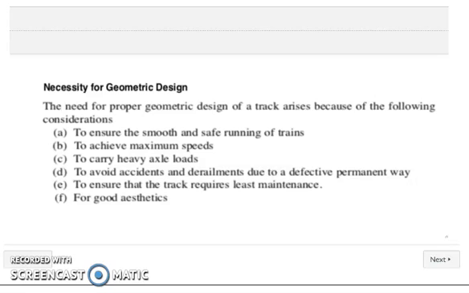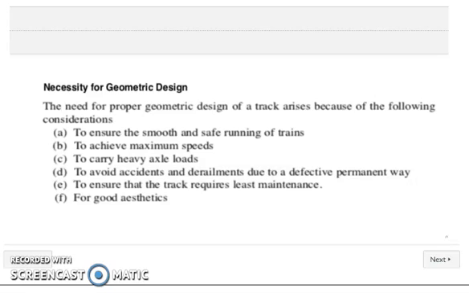So the necessity for proper geometric design arises because of these considerations. These are basically the main considerations that we have to identify so that we follow the proper geometric design. Number one, to ensure the smooth and safe running of the train, to achieve maximum speed, to carry heavy axle load, to avoid accident and derailment due to defective permanent way, to ensure that the track requires least maintenance, and for good aesthetics.